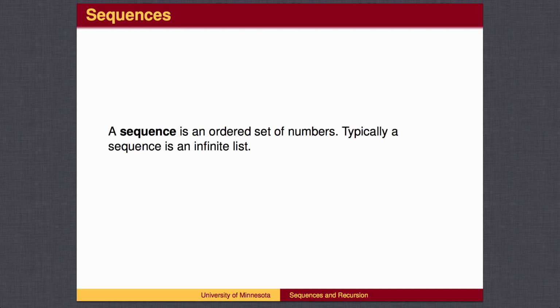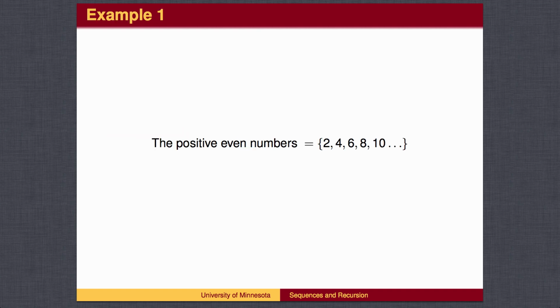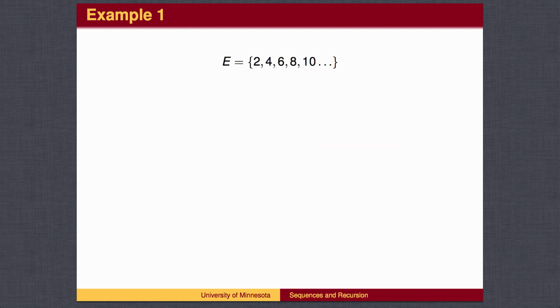Typically, a sequence is an infinite list. For example, the positive even numbers form an increasing sequence 2, 4, 6, 8, 10, and so on. We often denote the entire sequence with a symbol. We can let capital E be the sequence of positive even integers. We usually denote the members of the sequence with lowercase letters corresponding to the name of the sequence. In this case, E sub 1 is the first term in the sequence, which is 2.